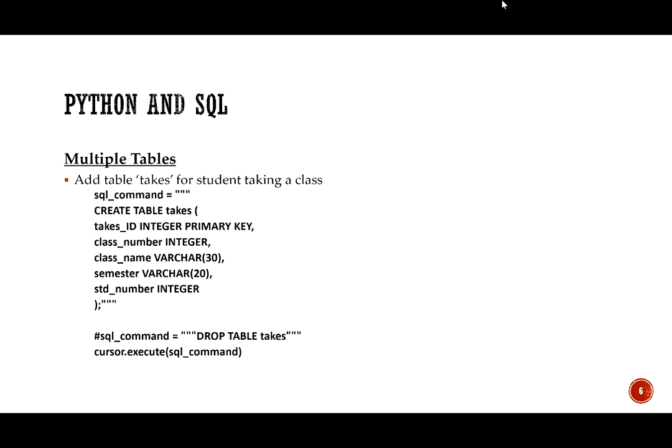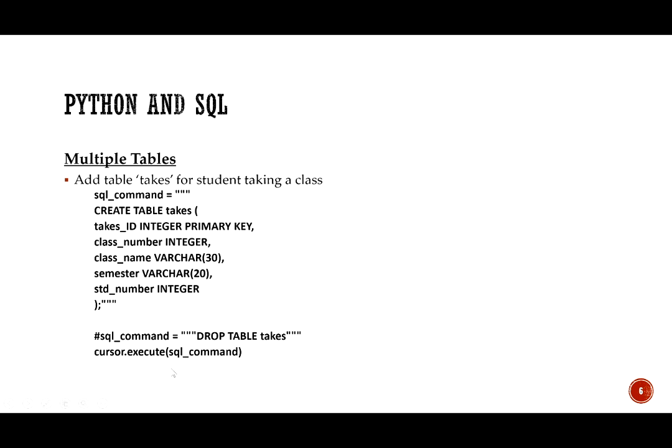So again, I'll go through the create table command. I run it, but this time you see a foreign key, which should be the primary key of another table, and that's how we connect two tables in a relational database. So I write another variable representing the SQL command. We use create table takes. So takes ID is the primary key. Then we have class number, which is an integer, class name, variable character with maximum length of 30, semester, variable character again, and then a student number, which is an integer. And we know that the student number is the primary key in the table that we just created.